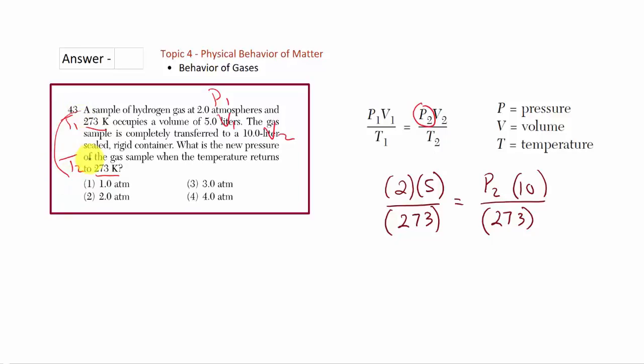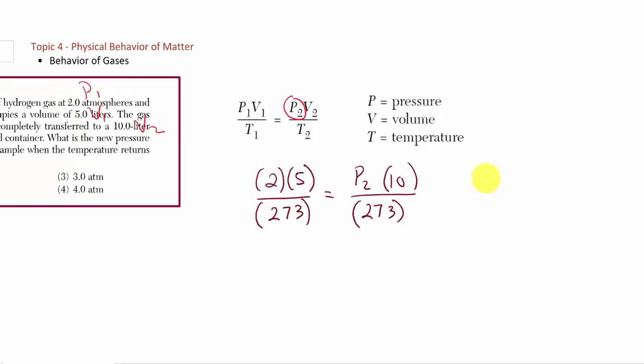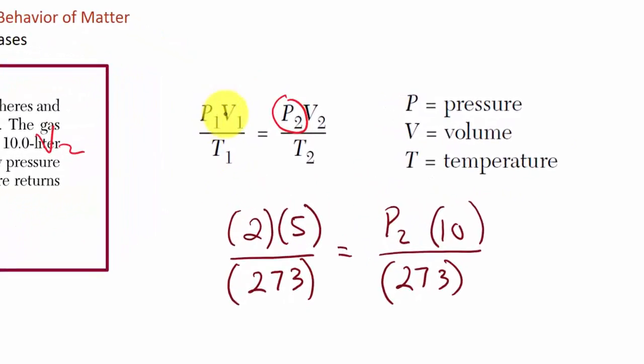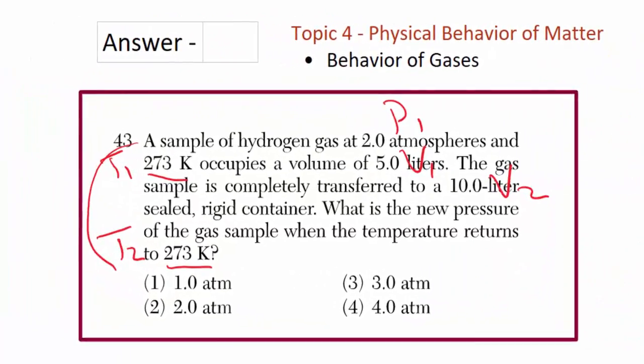Temperature stays the same. I've set up the computation as a combined gas law problem over here, where P1 V1 is 2 times 5, and P2 V2 is P2 times 10, and the temperatures cancel out because they are the same. So 2 times 5 is 10, divide both sides by 10, 10 divided by 10 is going to be 1. So the answer to our problem is 1 atmosphere when we solve for P2 in the expression. Answer 1.